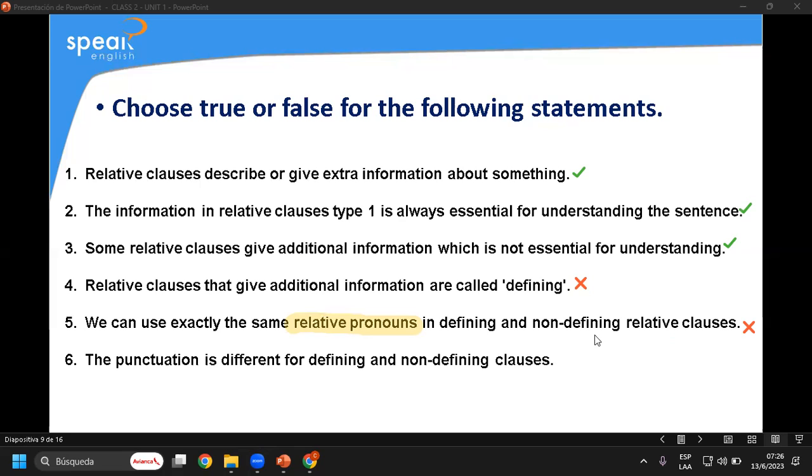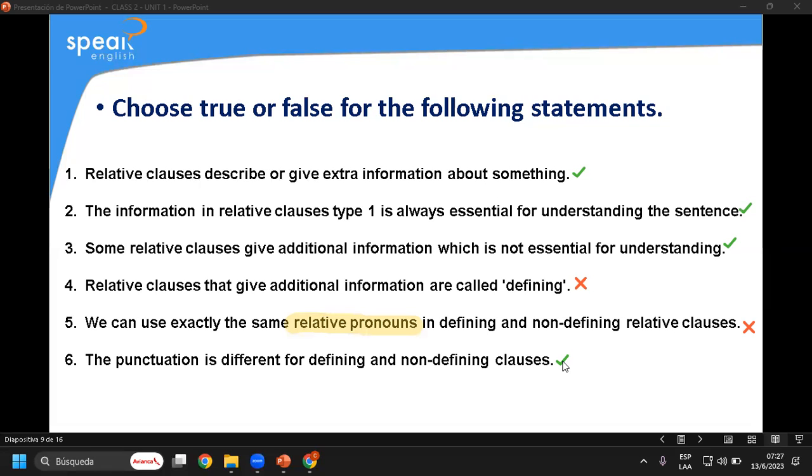Okay, in the last one, the punctuation is different for the defining and non-defining clauses. Is that true or false? True. Are you sure? Yes. What is the difference? We use commas in the non-defining clauses. Pretty good. That's correct.